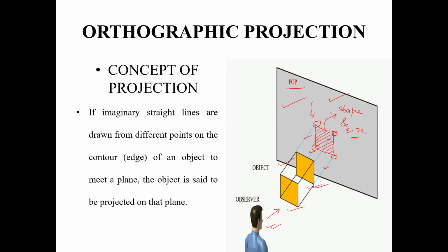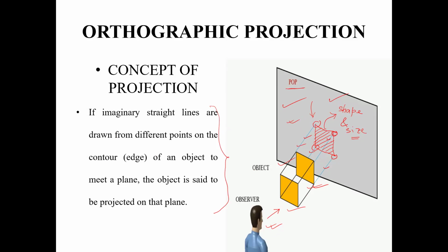Now, several imaginary lines are originating from different points of the object, and they are going and hitting this plane. So when this happens, then we say that this object is being projected on this plane.